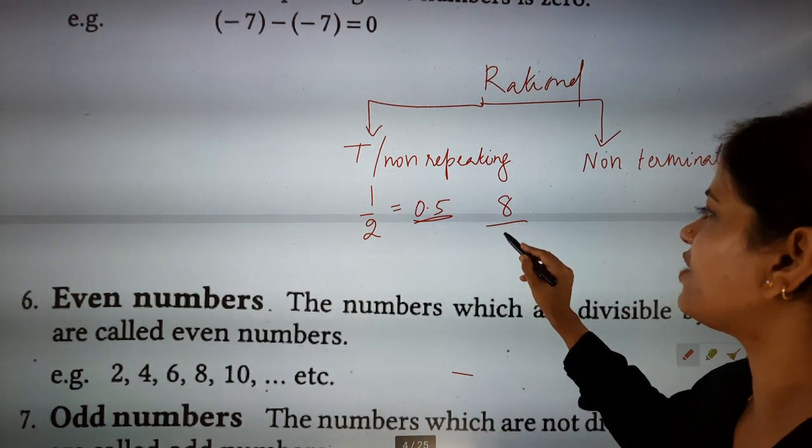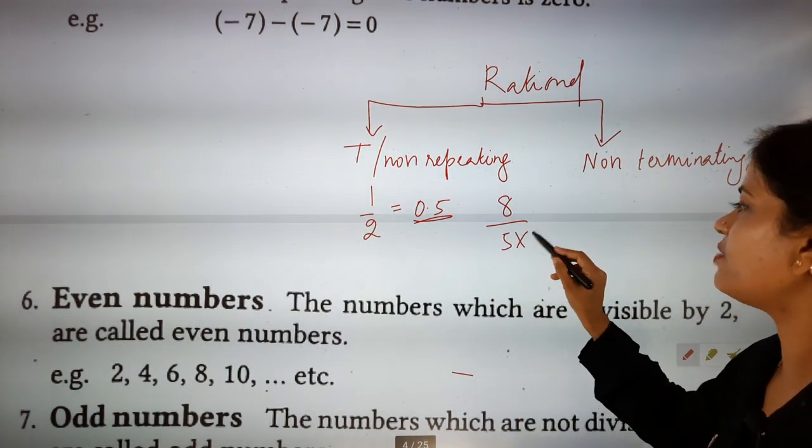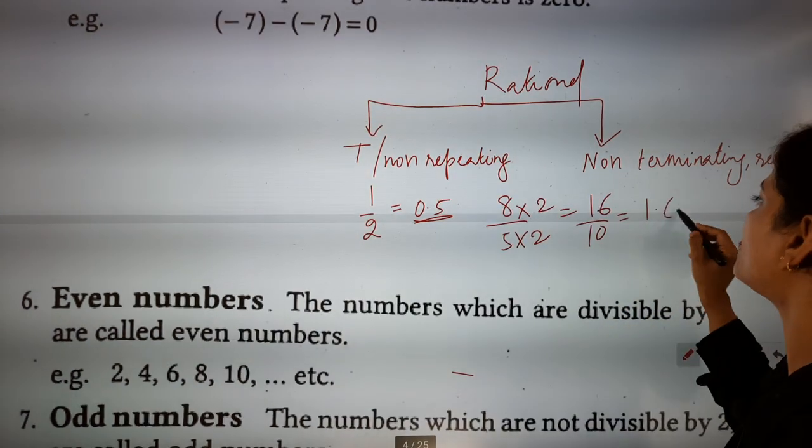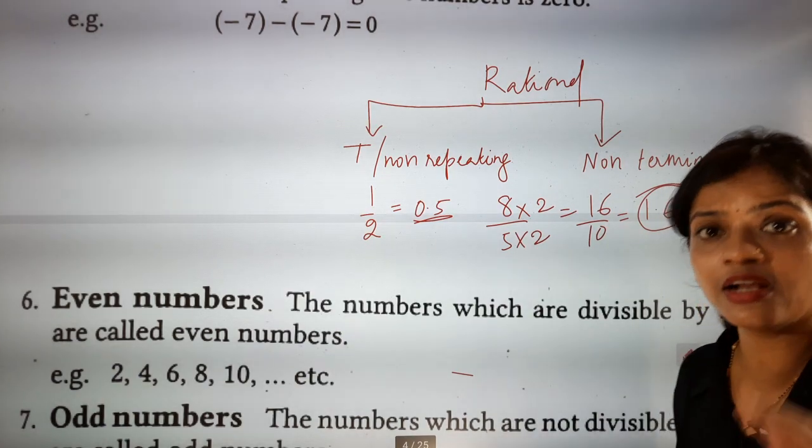So if 8 by 5 is there, what can we do? We can multiply 2 up, 2 down. So it becomes 16 by 10, which is 1.6. Again, it is terminating and non-repeating.